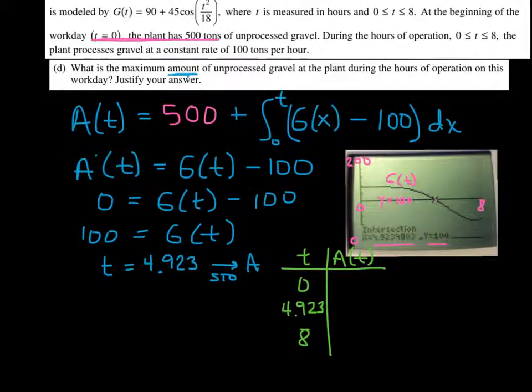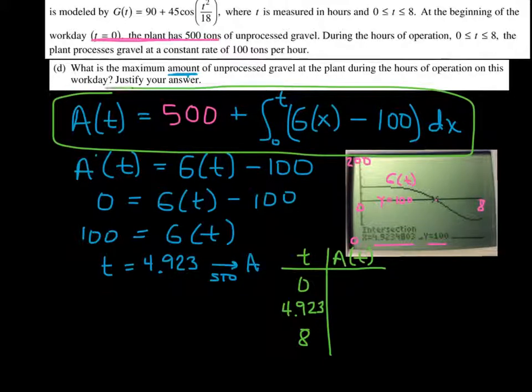Okay, so I made myself my t-chart here for the closed interval test, and I'm finding the amount of gravel that is at the plant at, like I said, time t equals 0 and 8. That's because those are the endpoints of the time interval. And then at my only critical value, 4.923. And I'm going to use this formula right here in order to figure that out.